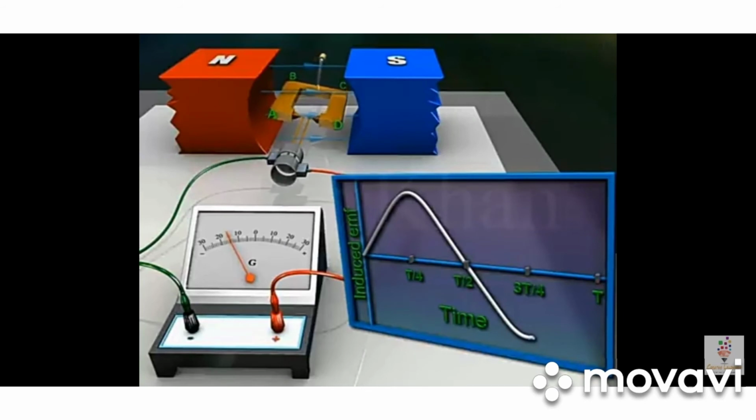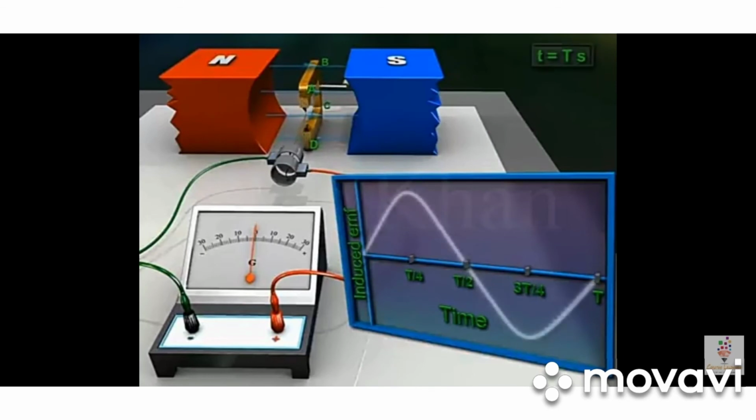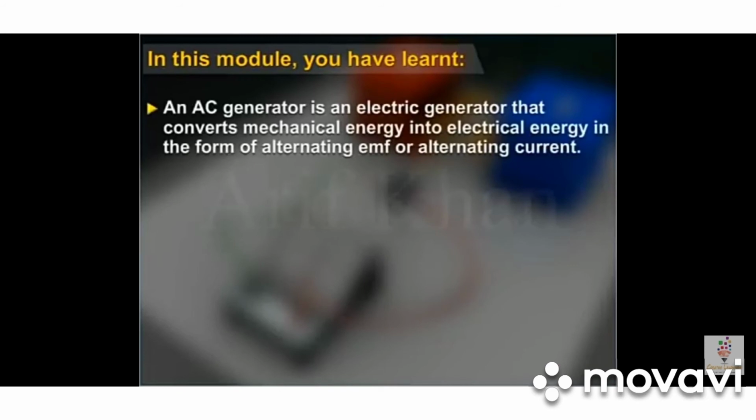So now again it is parallel, and again perpendicular to the magnetic field. CD is getting downwards and AB is in the same position. Now again it comes back to the 0 position in the galvanometer, and the graph representation is at T seconds. So here the full rotation is the full cycle, that is a sinusoidal cycle, where one half rotation is positive and the other half rotation is negative.